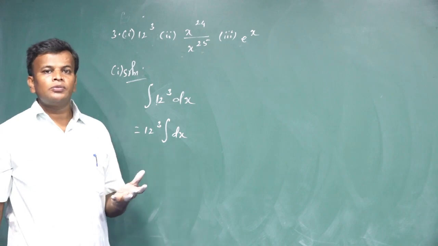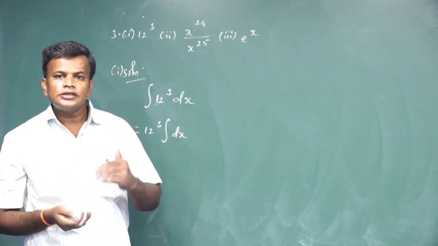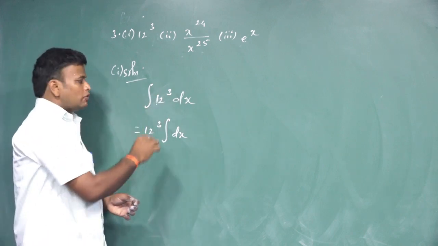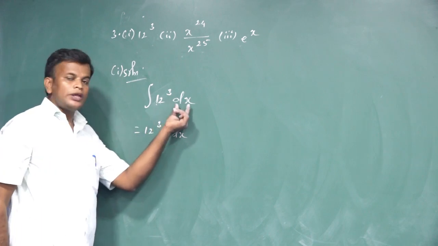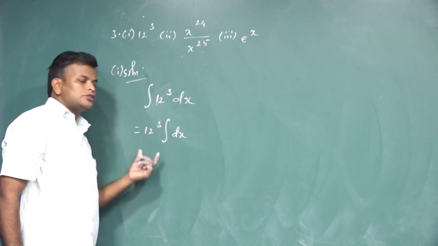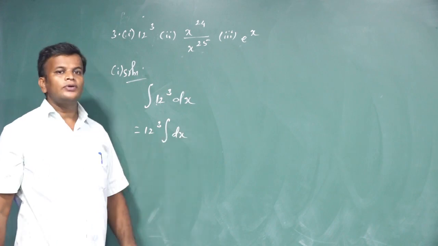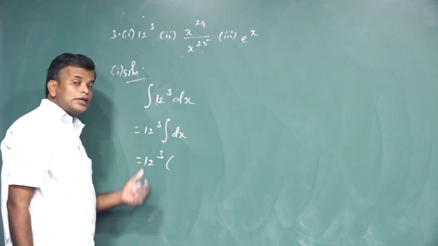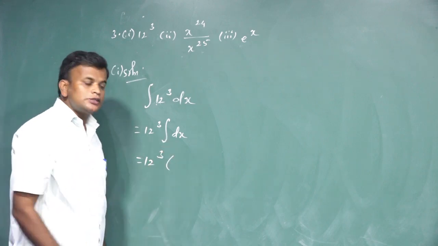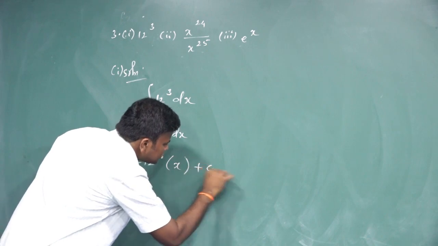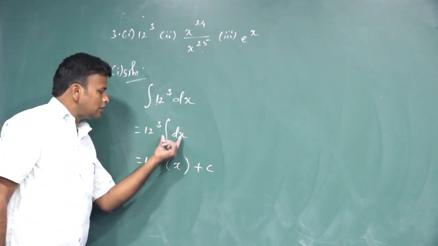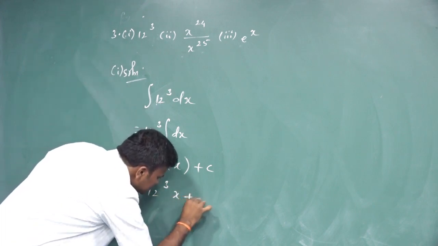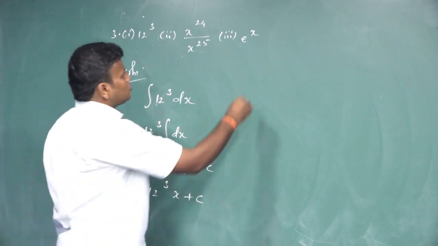It's important: 12 power 3, both are constants. When we use the x power n formula, the base is a variable and the power is a constant. But here both are constants. So when integrating, if some constant lies with a variable, we take the constant outside. So 12 power 3 into integrating of dx. We already said integrating of dx is exactly one formula: x plus c. So 12 power 3 into x plus c. Next one.